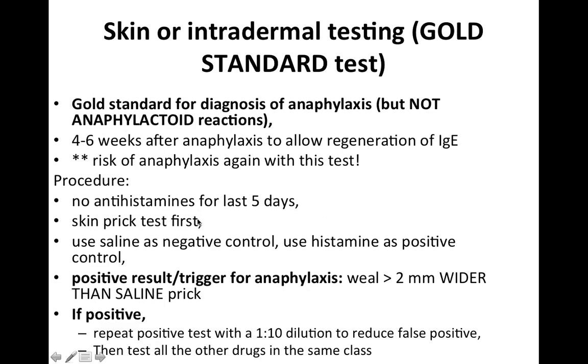So they can't be on antihistamines 5 days before, otherwise the test is going to be false negative. You want to use saline as a negative control and histamine as a positive control, and a positive result is if the wheal is 2 millimeters wider than the saline prick. Because some people have dermatographia, whereby you just prick them and then they have this ginormous mound. So they would be positive for everything just because of the prick. So that's why you need saline as a negative control.